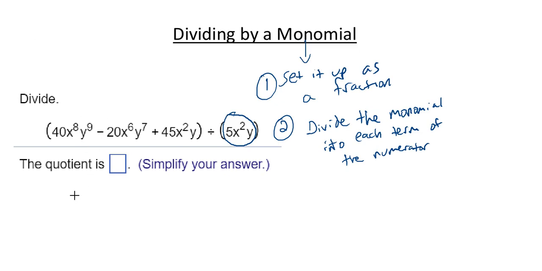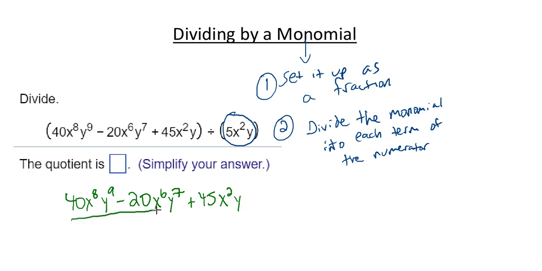So we'll write this as a fraction. We'll have 40 x to the 8th power y to the 9th power, minus 20 x to the 6th power y to the 7th power, plus 45 x squared y, and that whole thing's going to get divided by, so we put a fraction bar underneath the whole thing, 5x squared y. Now this trick only works when it's a monomial.